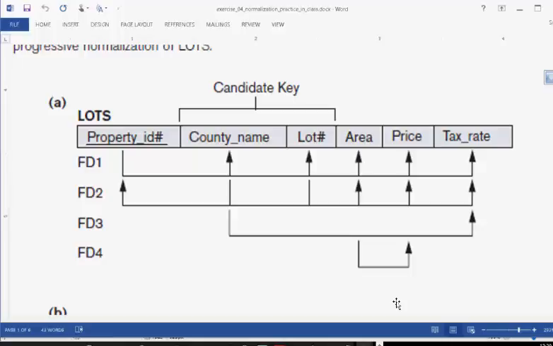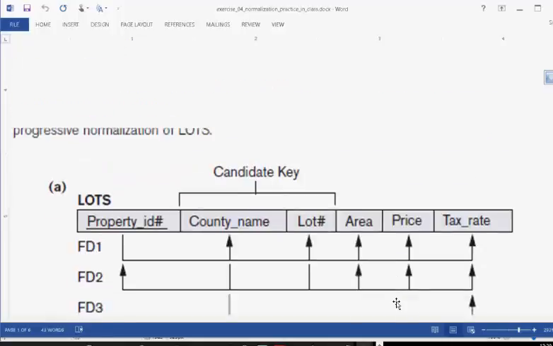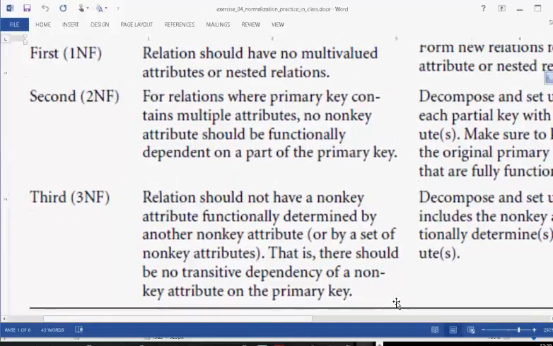So second is about partial dependency. The third is about transitivity. Maybe you can use T to remind yourself. T transitive. Second, partial. Right.